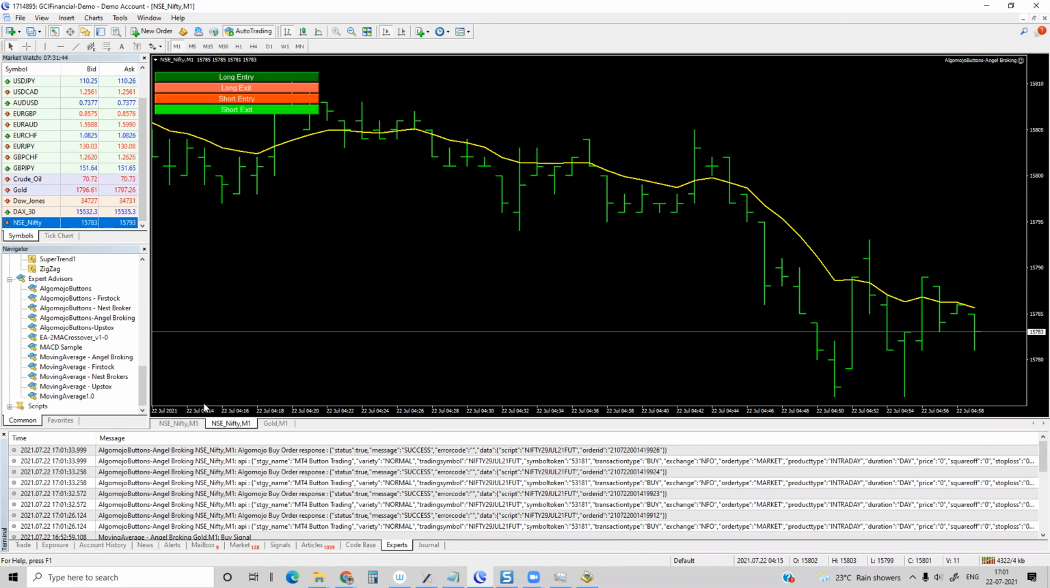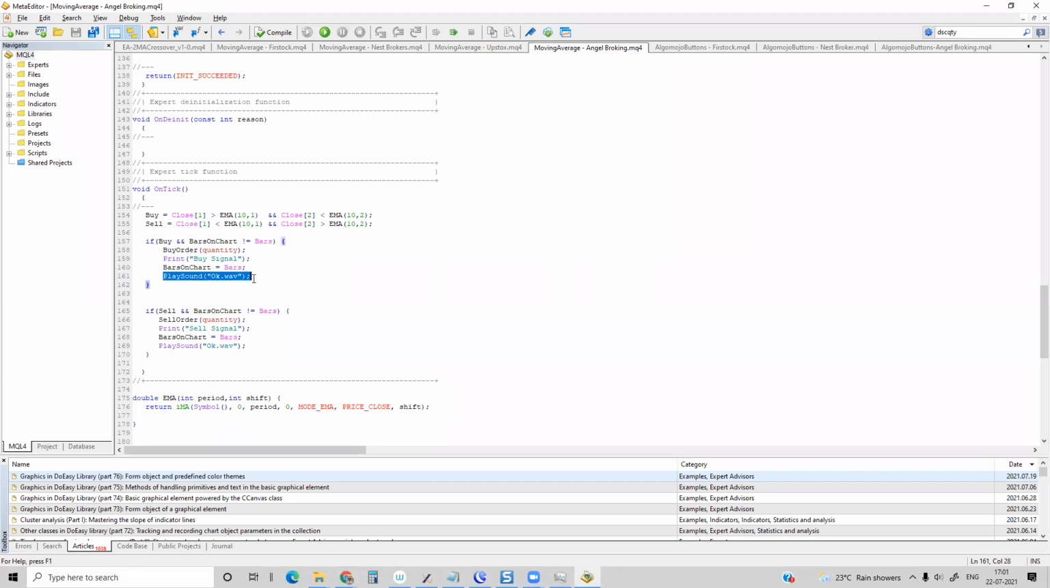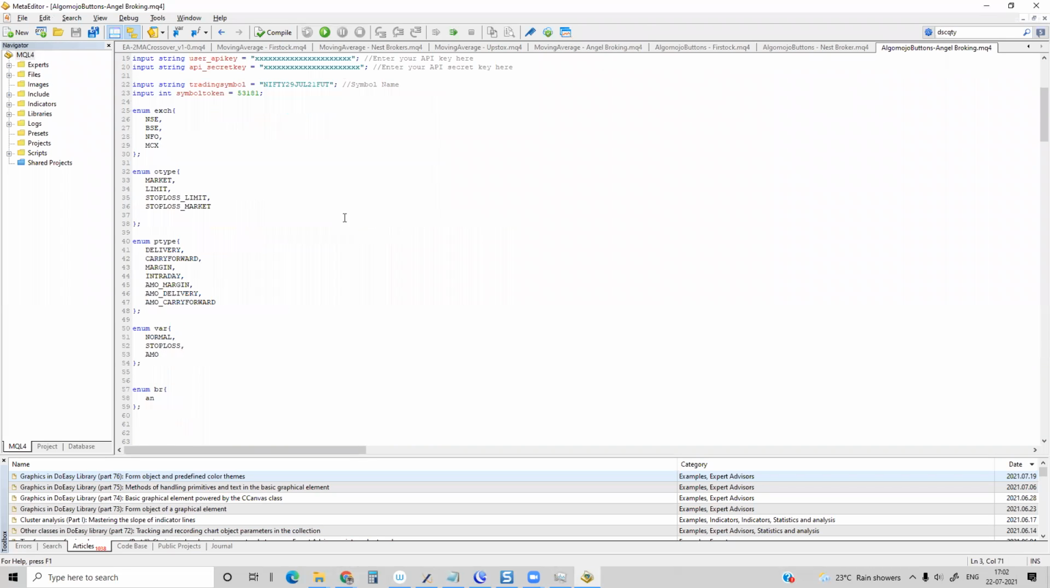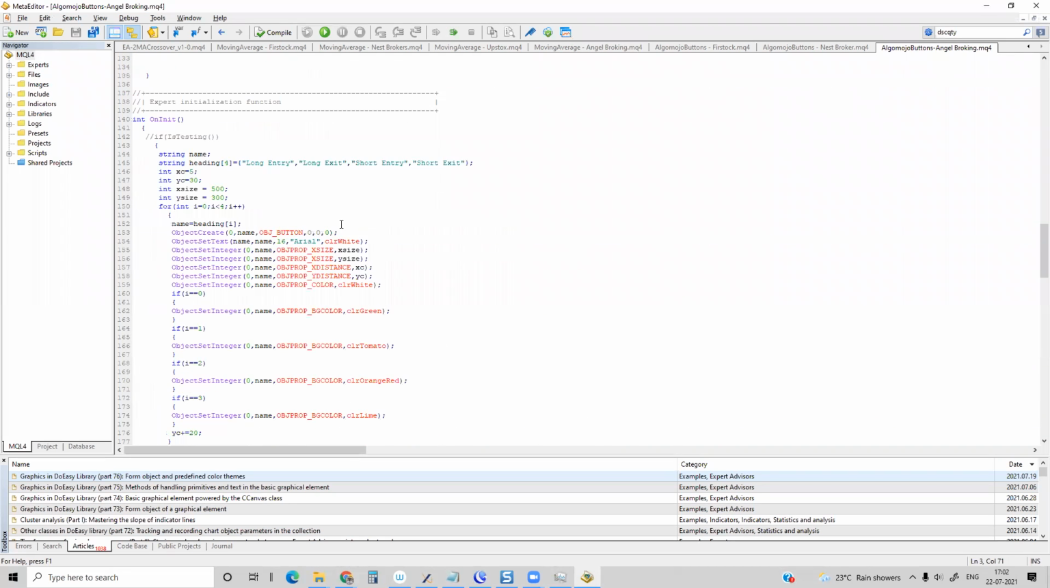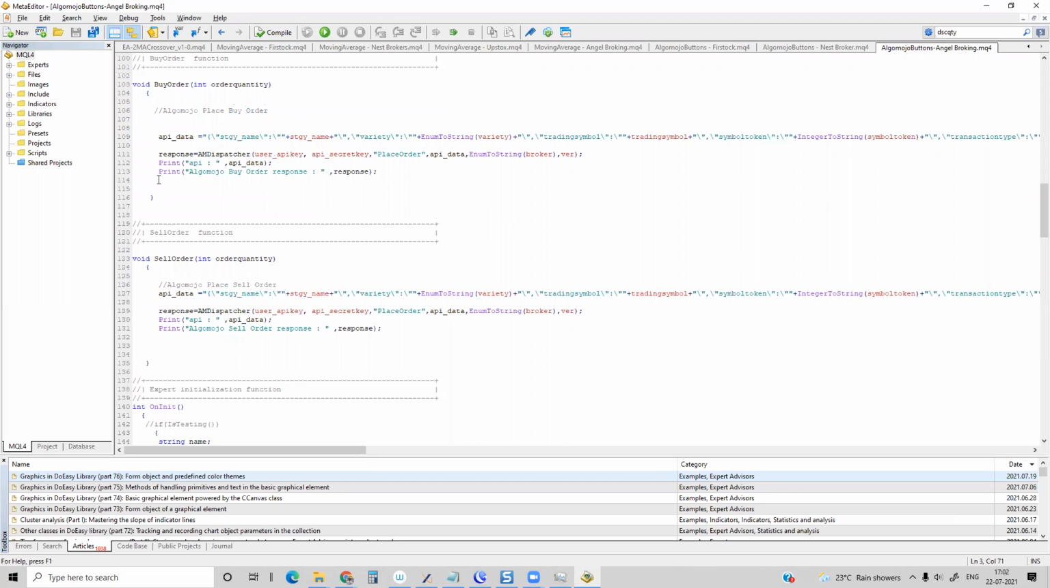Now, if you want to bring some alerts also, every time you press a button, you can configure alerts. Building an alert is not a big deal. You can see the play sound OK.wav. This is a one-liner of code. Wherever you want to have an alert, you can go and add it. Something like, let's say, the Algomojo buttons for Angel Broking. Every time I am sending a place order, I want to alert the user, for both buying and selling orders.